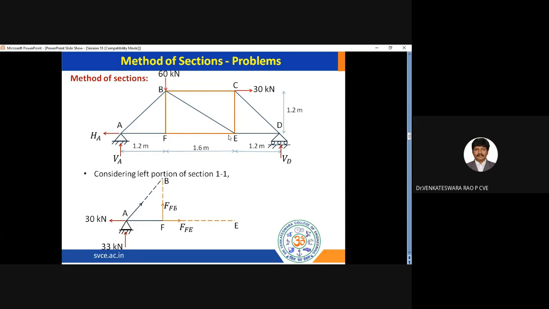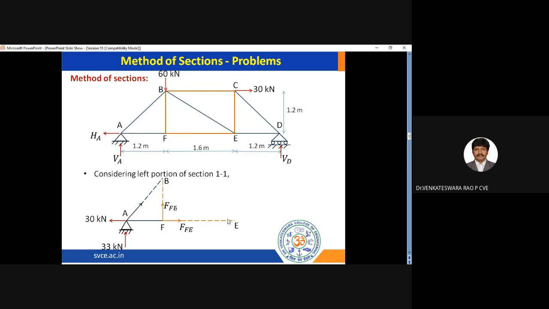Please don't forget that. In the section line, if you cut the line FE, above that, I have the joint B. If you cut the line, after F, I have the joint E. So that also with the dotted lines here, we have to indicate neighboring joints. So don't forget to indicate neighboring joints, but for the rest of the portion, with the dotted lines.